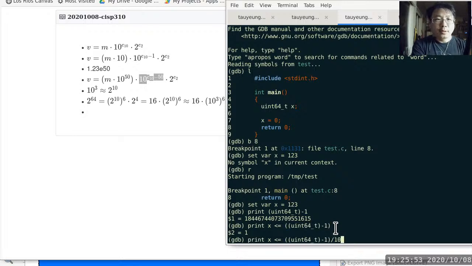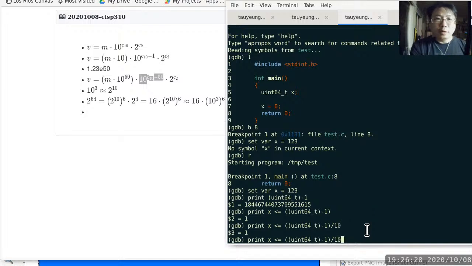What about this? Now we're getting somewhere, right? Because now we're looking at x and saying, if x is indeed less than or equal to the largest value that we can represent as a 64-bit unsigned integer divided by 10, if x is less than or equal to that, that means I've got room to multiply x by 10 again. That is the trick. This is the ticket for us to check whether we can keep multiplying x by 10.